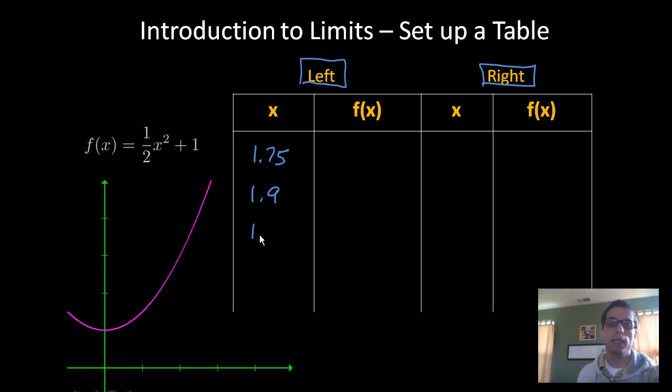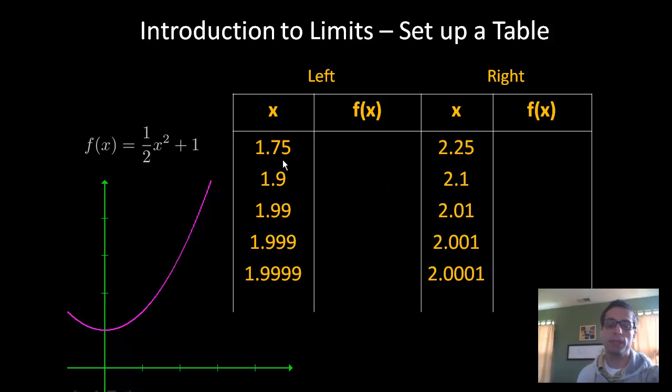and then maybe 1.9, 1.99, 1.999. All of these are slightly to the left of 2, and notice that they're increasingly getting closer to 2. And then for x values slightly to the right of 2, I could choose something like 2.5, and then maybe 2.1, 2.01, 2.001. Again, notice that they are all getting very close to 2, but not exactly 2.